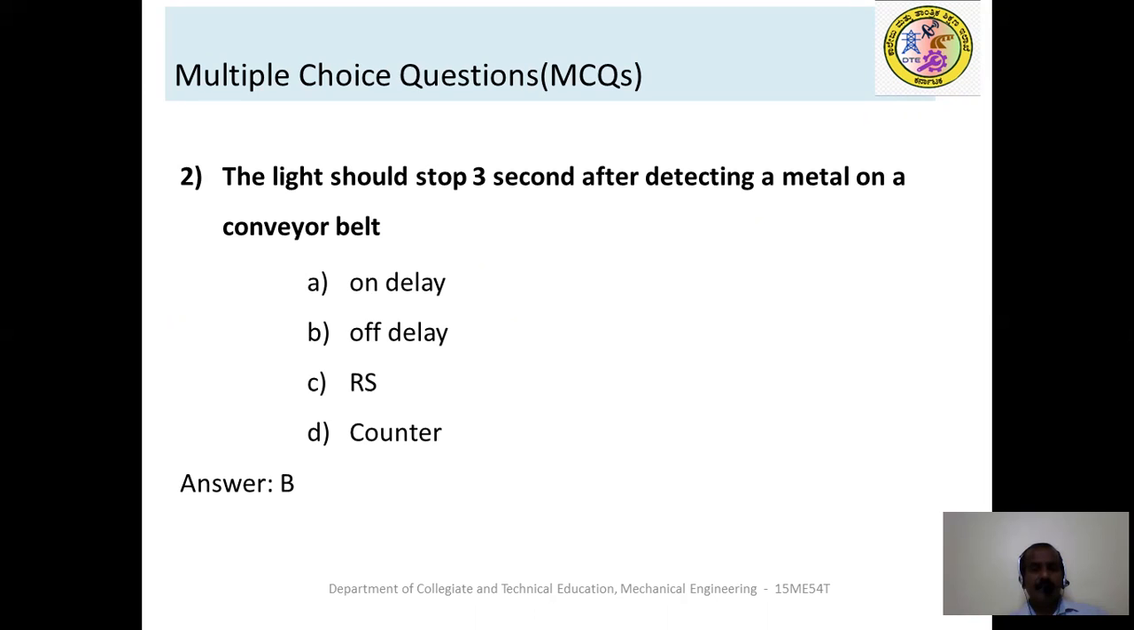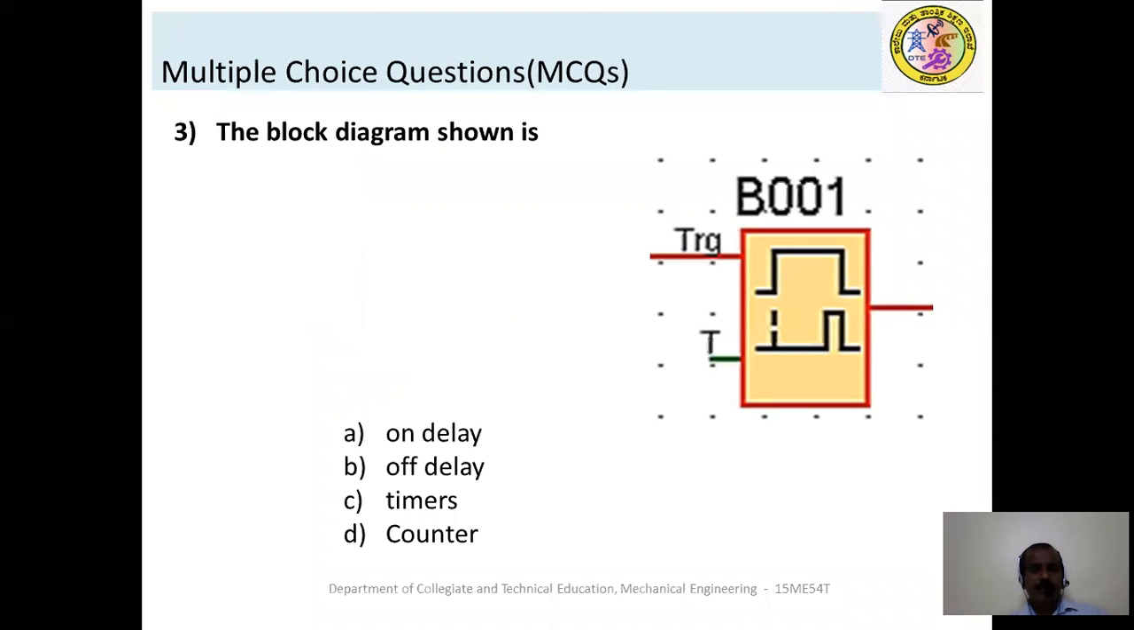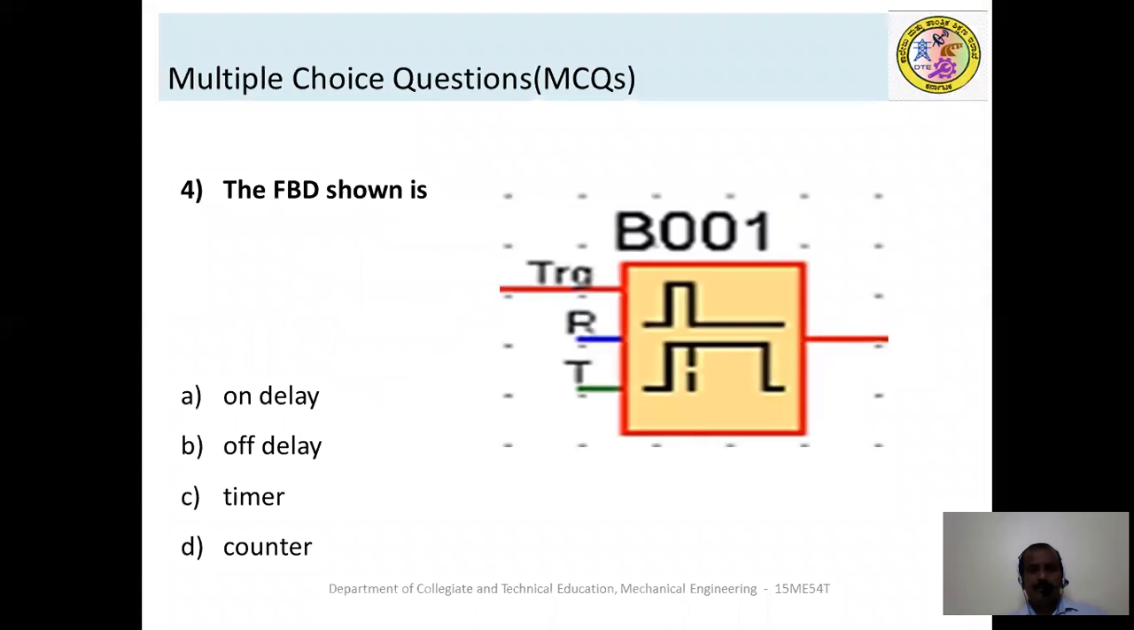Off delay timer. The block diagram shown is an on delay, off delay, timer, or counter. The answer for this is A, on delay. The FBD shown is an on delay, off delay, timer, or counter. The answer is B, off delay.